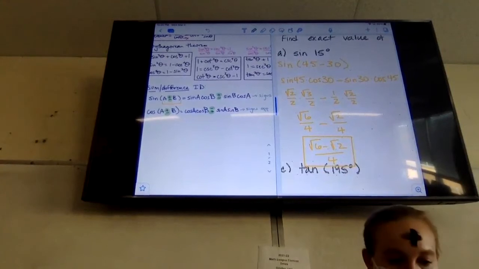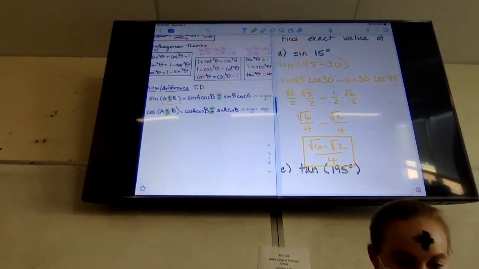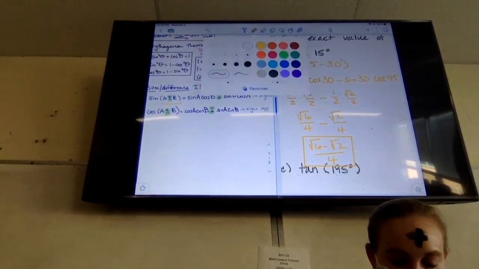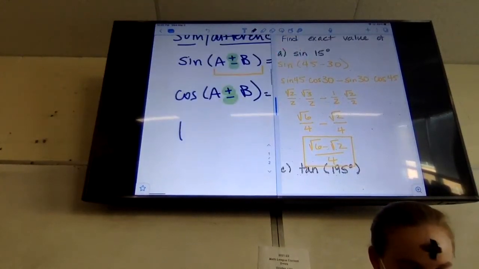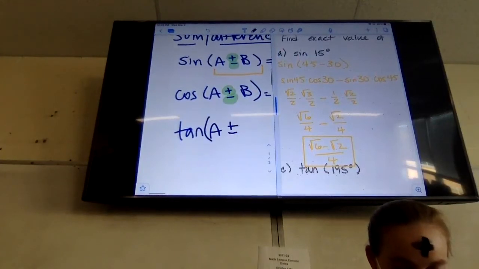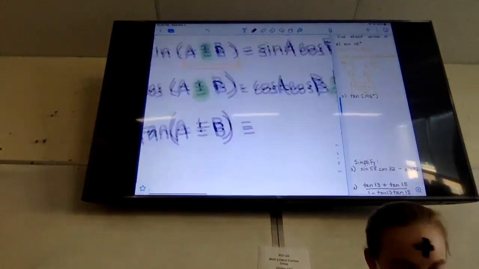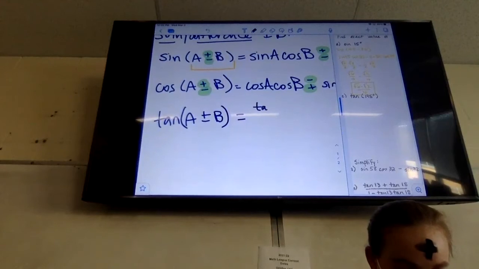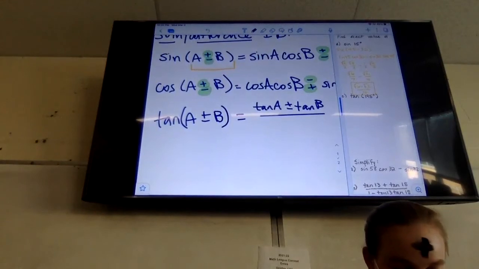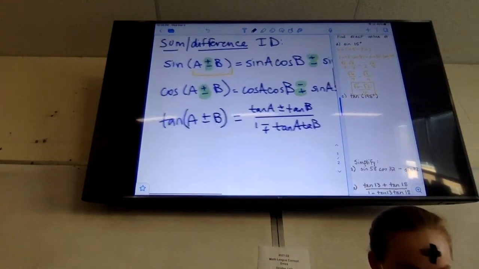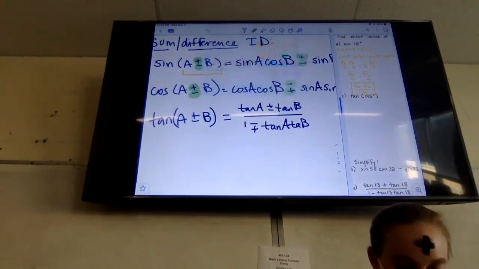And then we'll learn tan really quick, and then we'll plug in for the last two, if I can squeeze that in. Tangent looks just a little bit different. Tan is going to be a fraction, so I'm going to write tan of A plus or minus B. When I make that into a fraction, it's going to be tan of A plus or minus tan of B. And then in the denominator, it's going to be 1 minus plus tan A times tan B. In this case, the top signs match, and the bottom goes opposite.